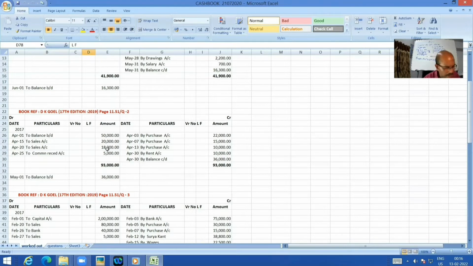Cash to sales. Okay. Someone's name is mentioned, but just because someone's name is mentioned, don't jump in and conclude it is a credit transaction. Further, they are told that it is for cash. So it's a cash transaction. His name is irrelevant there. Fine.